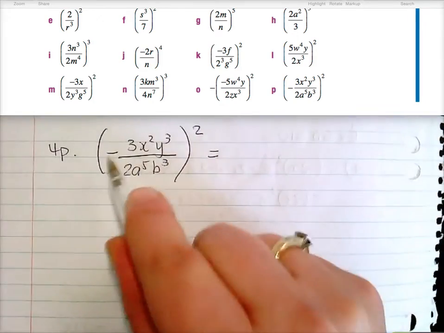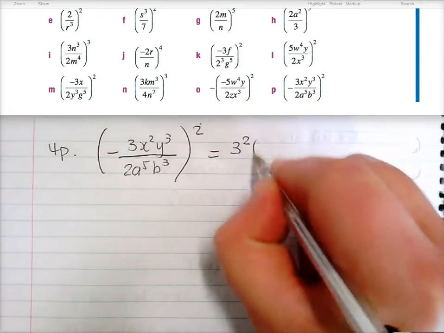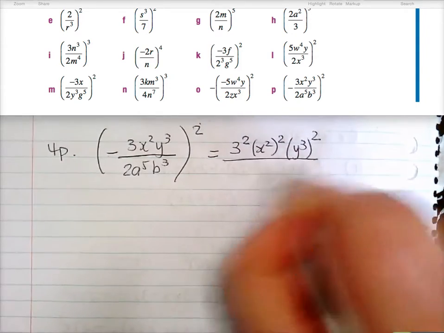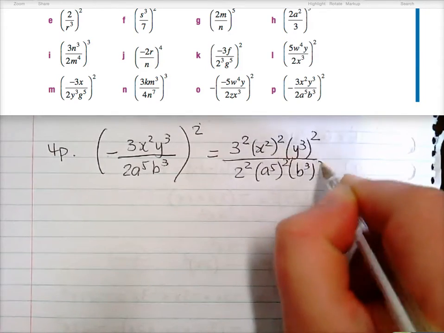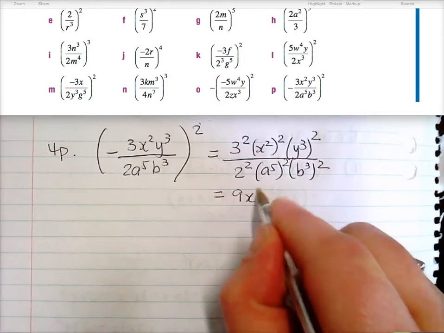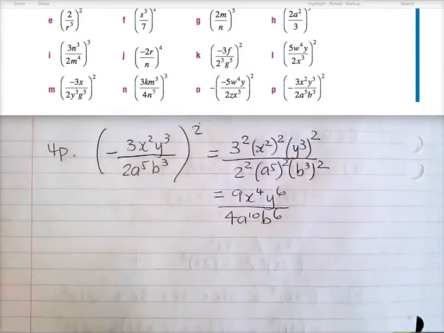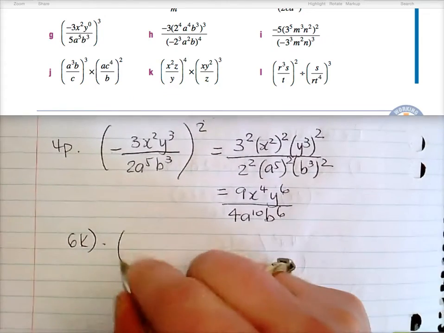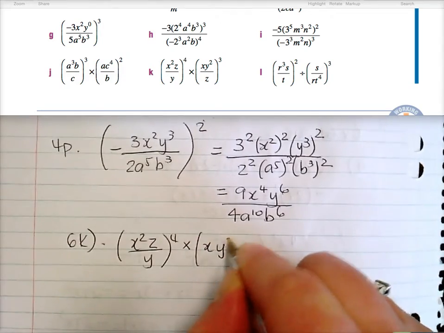Here, square the negative. A negative times a negative is a positive. Then we want 3 squared. Then it's x² squared, y cubed squared, 2 squared, a to the power of 5 squared, b cubed squared. And the negative got squared, so I lose it, so it'll be 9x to the power of 4, y to the power of 6 over 4a to the power of 10, b to the power of 6, and it can't be simplified.